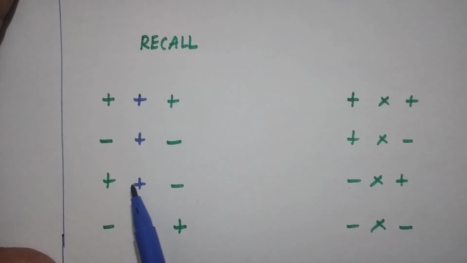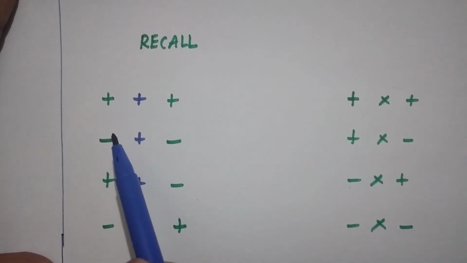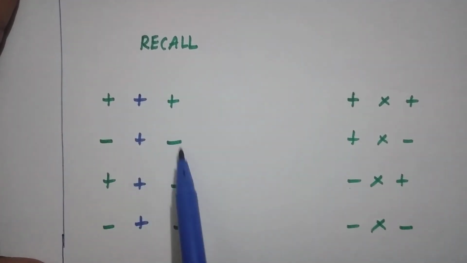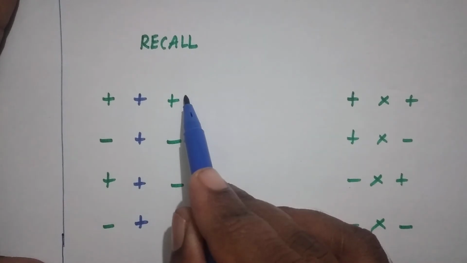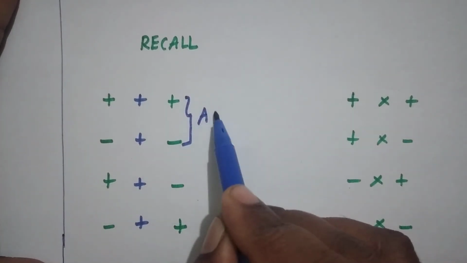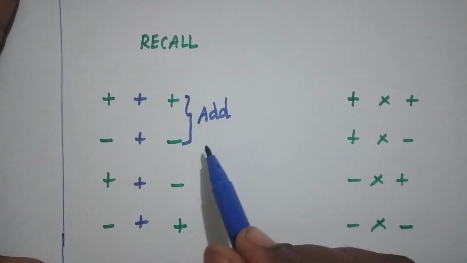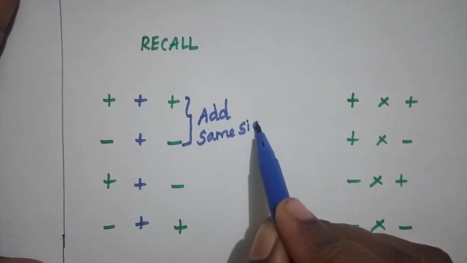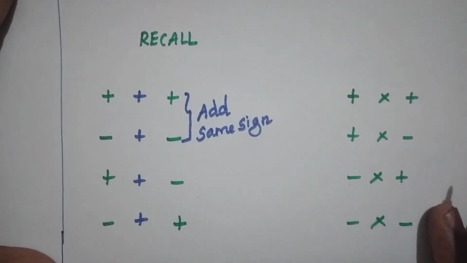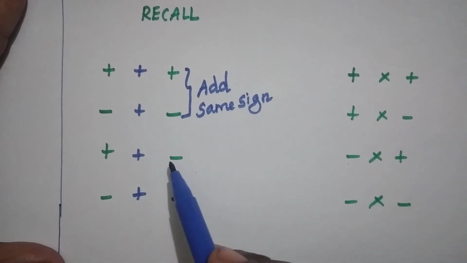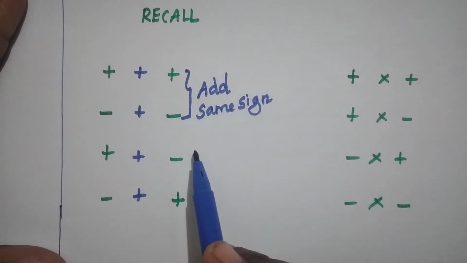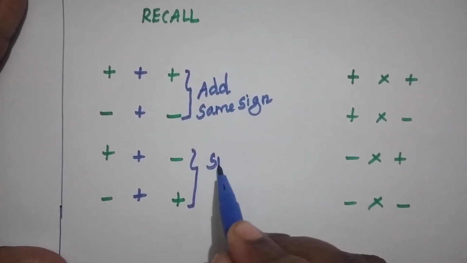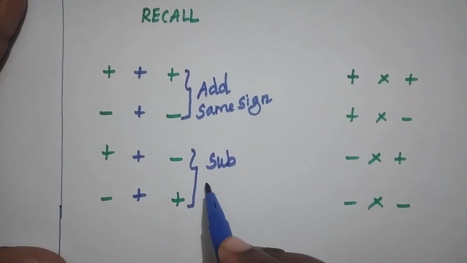Let us have a small recap. When you are adding integers of same sign, that is both are positive or both are negative, we have to just add the numbers and assign the same sign. When the integers are in different signs, subtract and write the greater number sign.